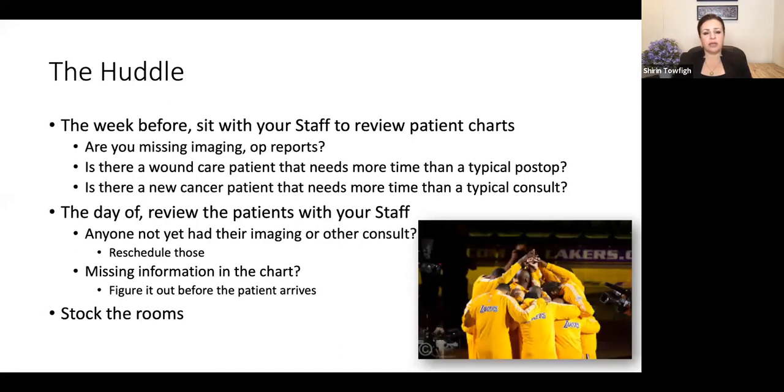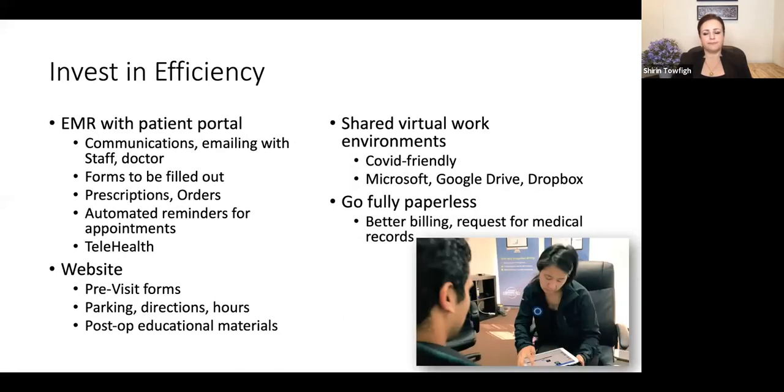One more time-saving workflow issue is stocking the rooms. Your room should always have gloves. You shouldn't be running around from room to room looking for gloves, looking for your syringes or bandages or gauze, whatever you need. And every room should be the same, look the same in terms of how things are stocked and what's in it. And that will improve the efficiency of running your office.